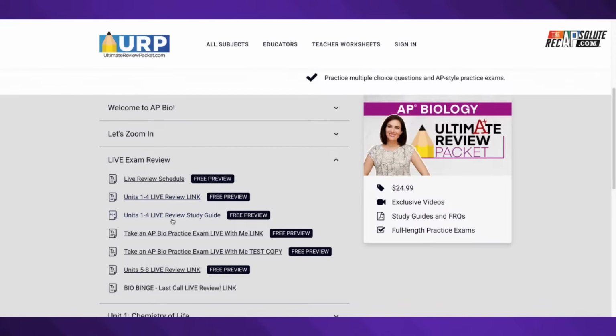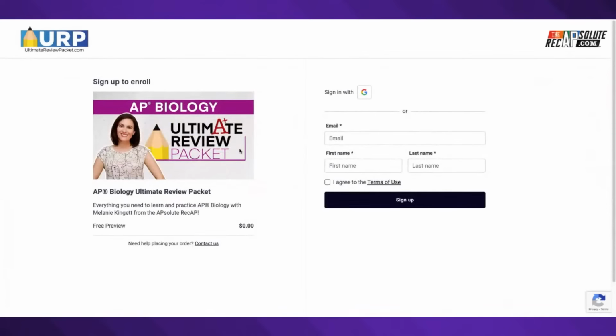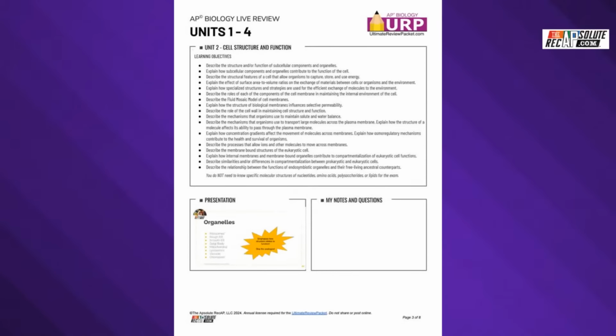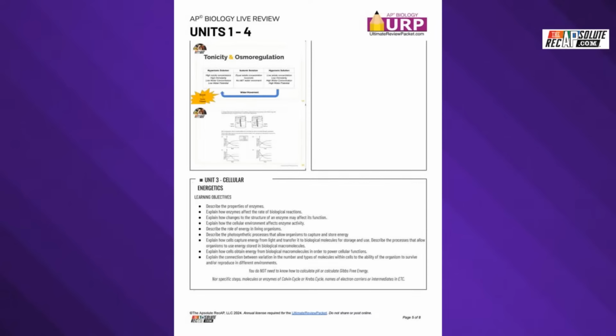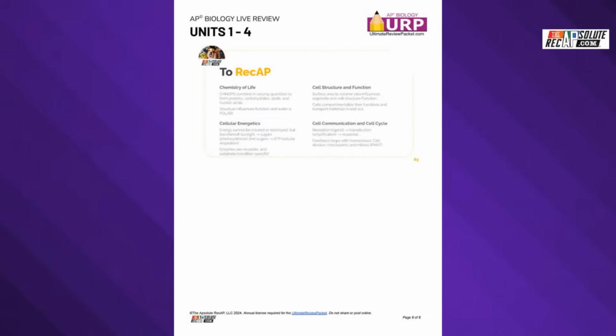So the study guide that you want to download is right here, units 1 through 4 live review study guide. In order to get that, you're going to click free preview at the top, and you can log in with either your Google account or make an account. You can see that the price here is $0. When you have that downloaded, you will be able to access the study guide. The study guide is going to include information on these slides, some of the practice questions, as well as a place for you to take your notes.